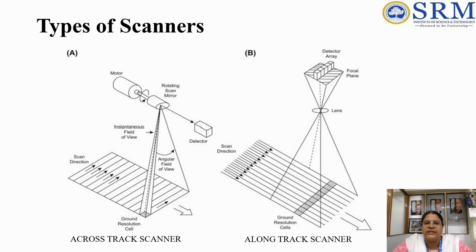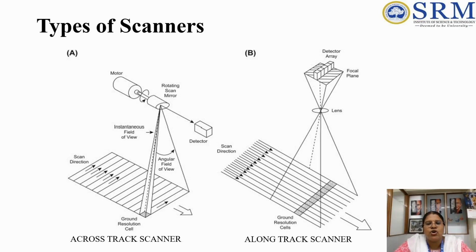While speaking about scanners, we have two types: the cross-track scanner and the along-track scanner. In the across-track scanner, from the image we can see that the track is in a certain position and the scanner is moving across the track. The scan direction is horizontal. We have a rotating mirror, a detector, and a motor to rotate the mirror. The angular field of view is in this direction, and the scanner is moved across the track. This is called the instantaneous field of view.